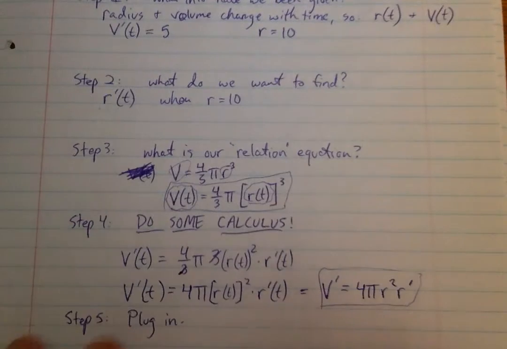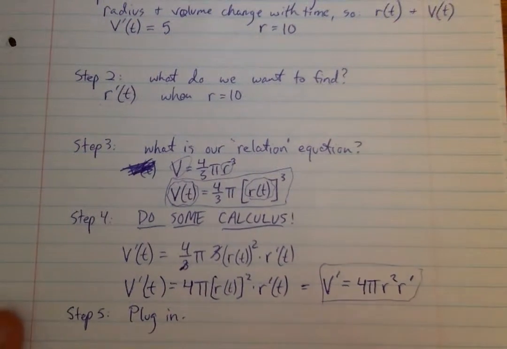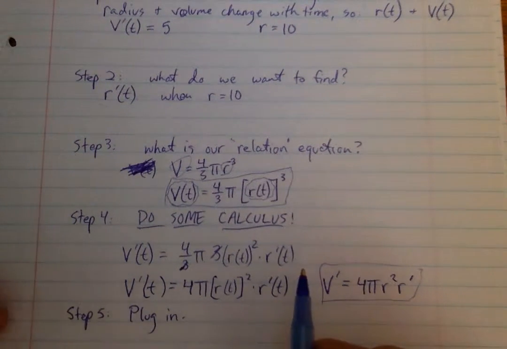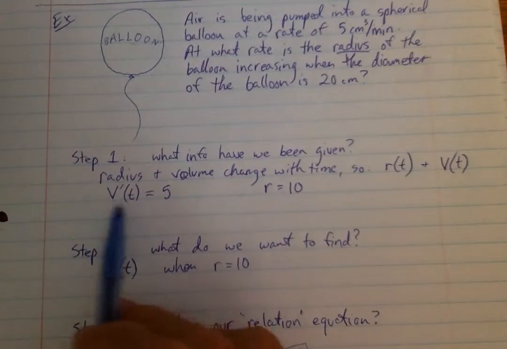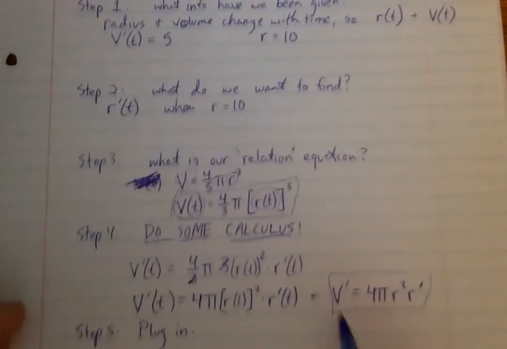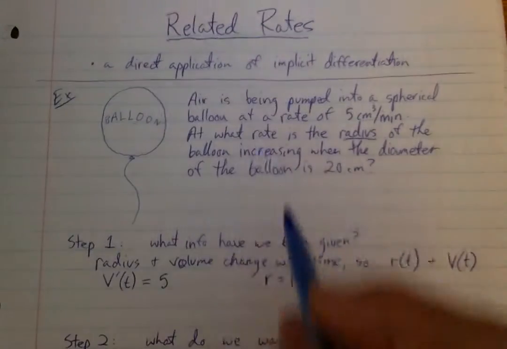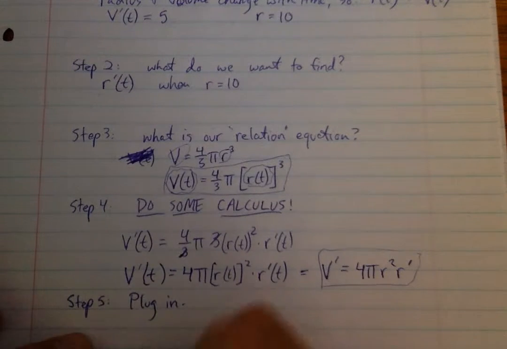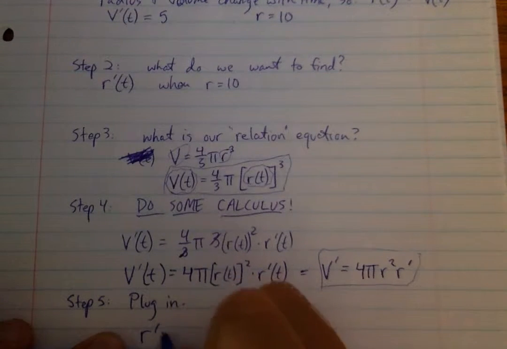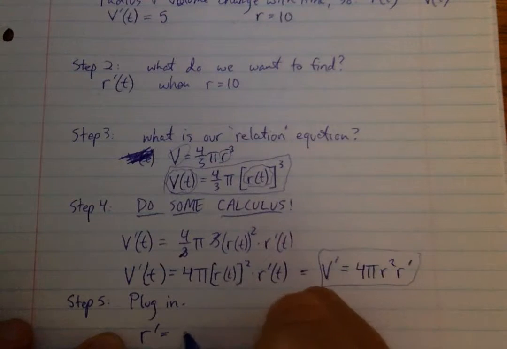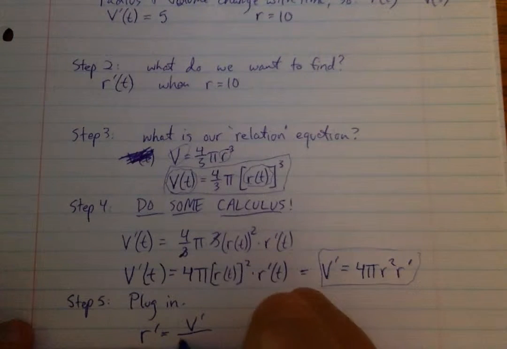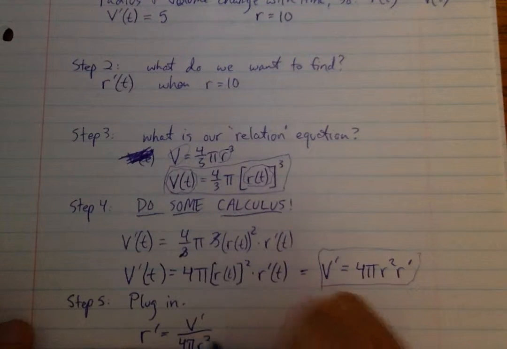Now, this looks a little overwhelming, but check it out. What do we know? We know that v prime of t is 5. 4 pi, those are just two numbers. We know r was 10. And what are we trying to solve for? We're trying to solve for the rate of the radius changing. That's r prime. Let's just rearrange this equation real quick. R prime equals, divide by that, v prime over 4 pi r squared.